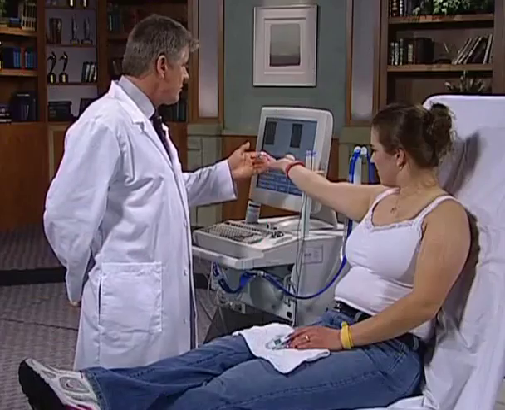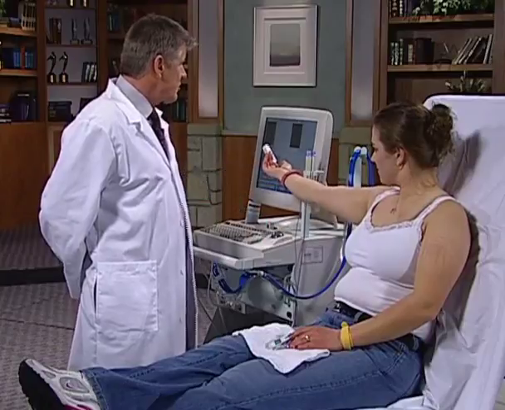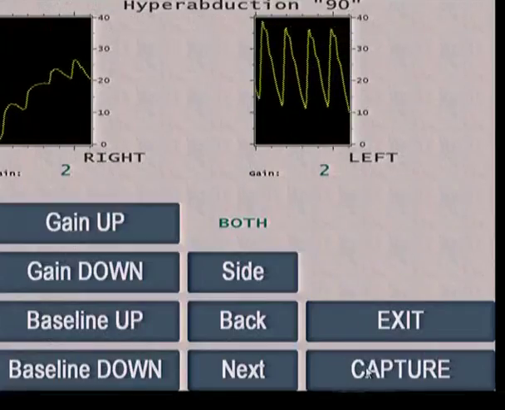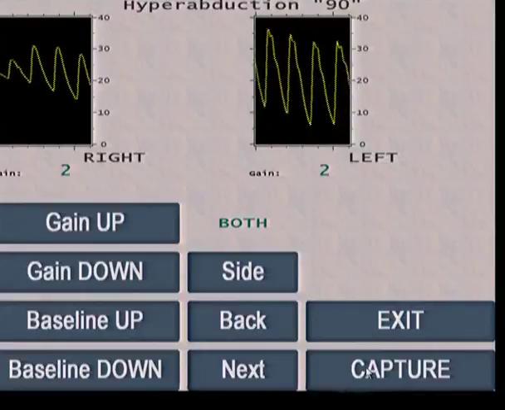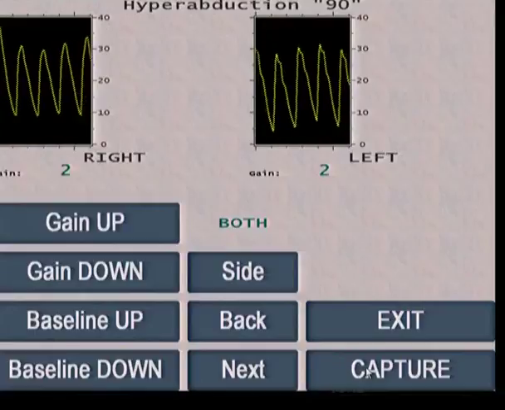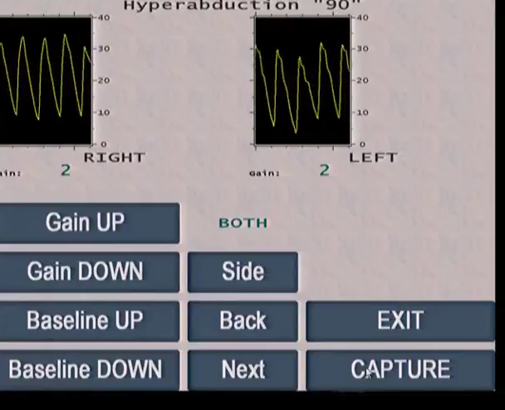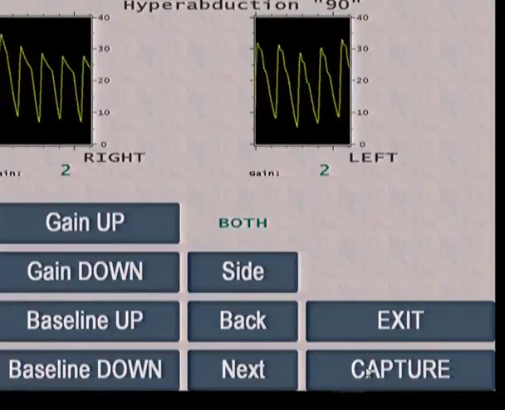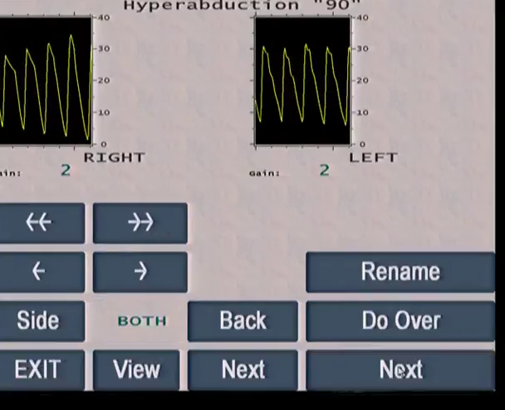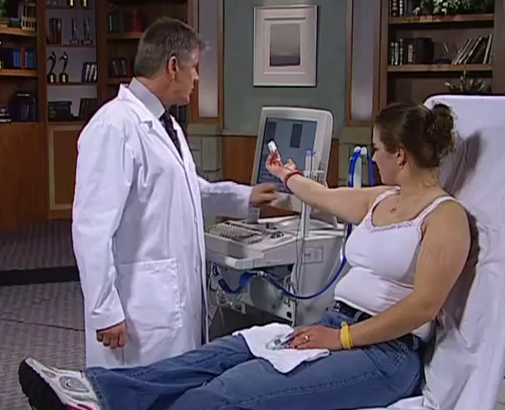I'm just going to have you relax your fingers somewhat. Okay, straight out again. So these PPG tracings are starting to come back to normal now. Sometimes in the initial out position, there'll be a slight decrease in the amplitude. We'll capture that and then move on to our next site.